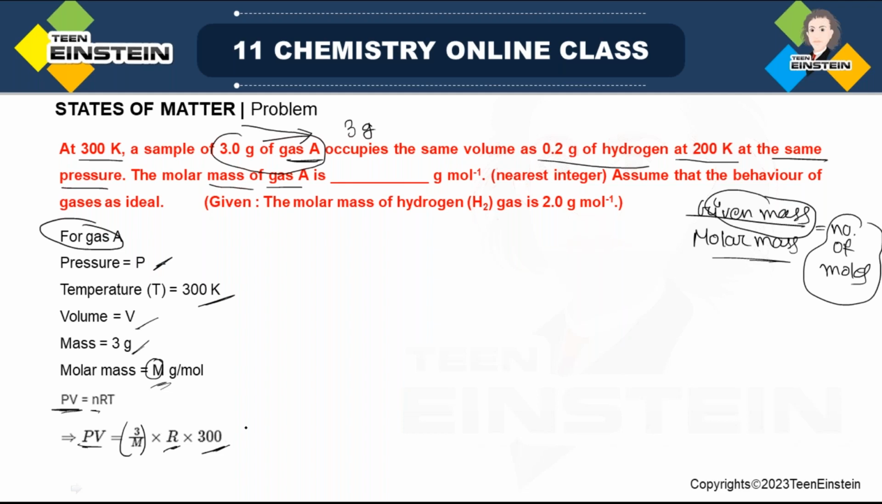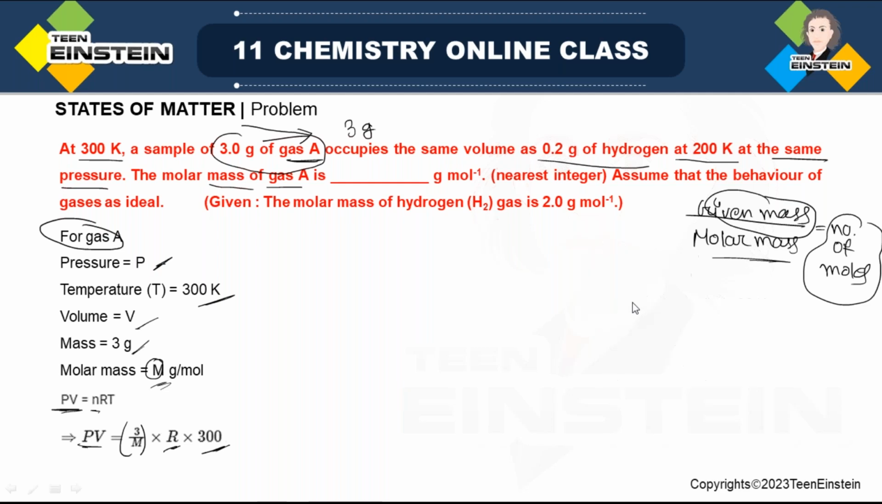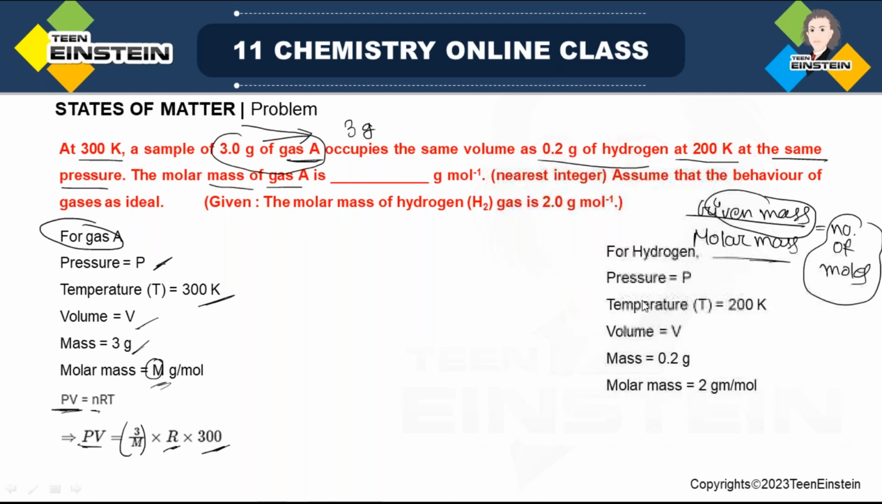Now keep it like this and come to another gas, which is hydrogen. For hydrogen, the pressure is also the same, because that is mentioned in the question. Same pressure. Volume is also the same, because that is also mentioned. Temperature is different. Mass is also different. Given mass is 0.2. And we also know the molar mass of hydrogen. Basically, it is simple, we know it, but still it is given in the question.